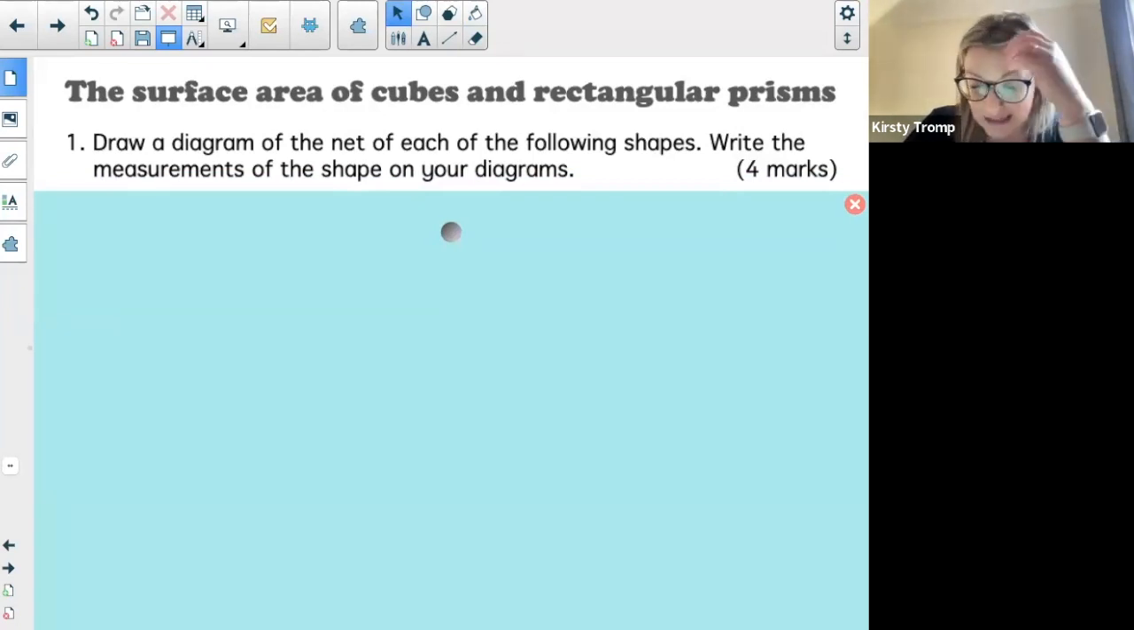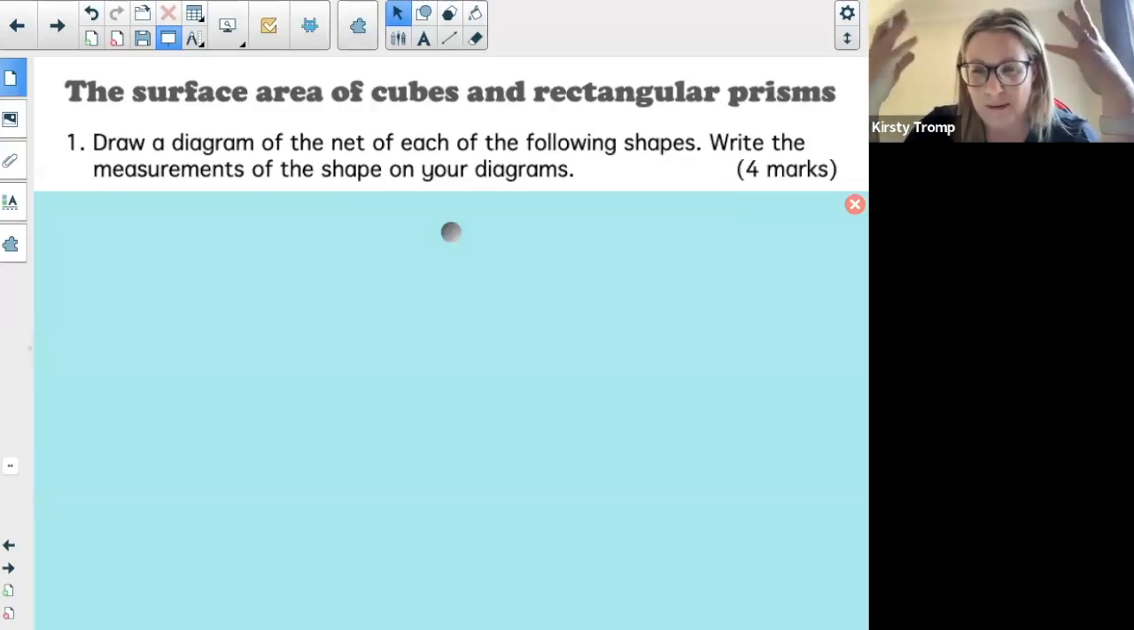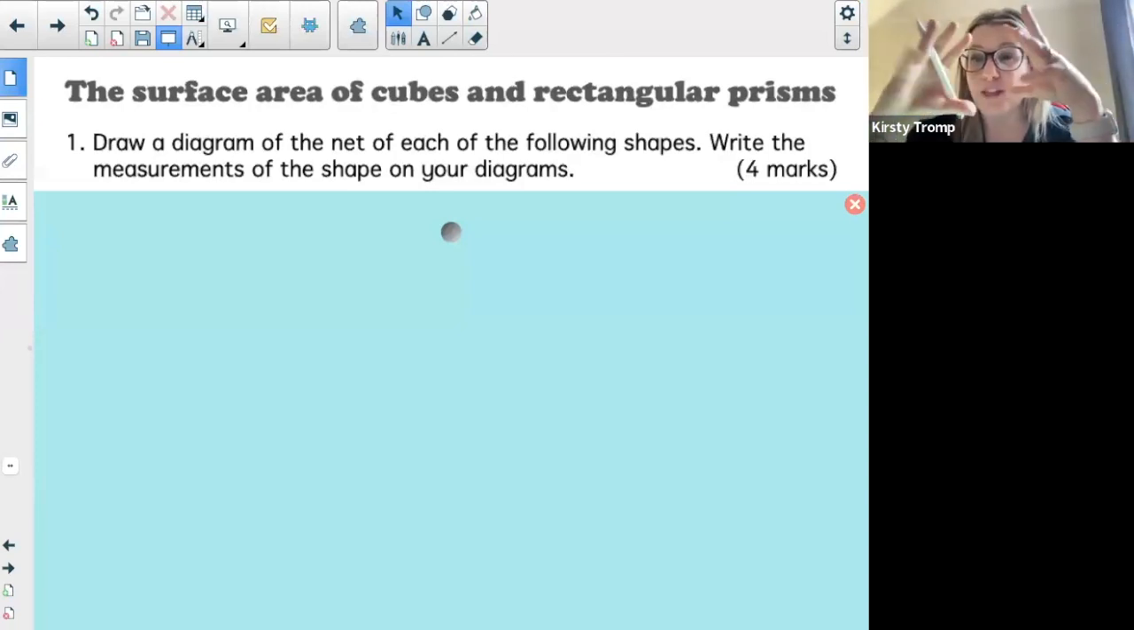The first question says to us, draw a diagram of the net of each of the following shapes. Write the measurements of the shapes on your diagrams. So we are drawing nets. Now, guys, what does it mean when you're drawing a net? A net means that you're taking the shape and you're cutting it up. You're taking it from being a 3D shape and cutting it up to make it a flat 2D shape on your page.